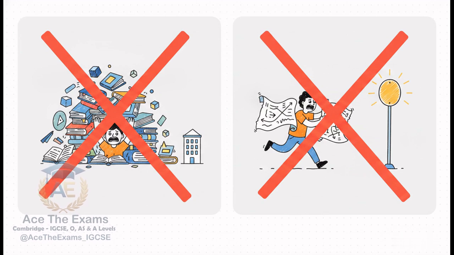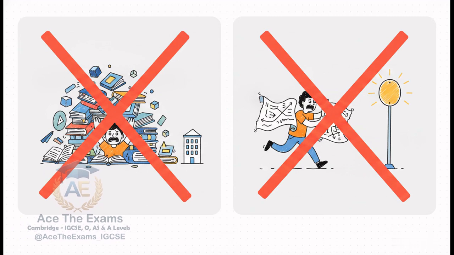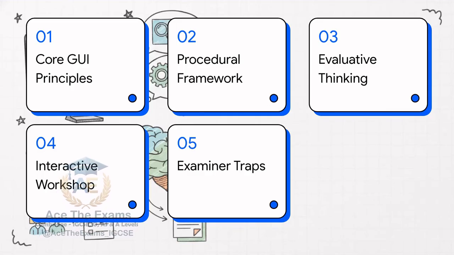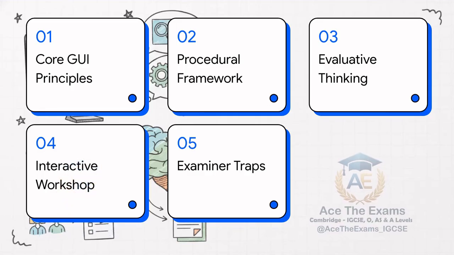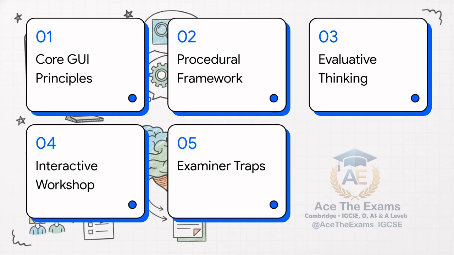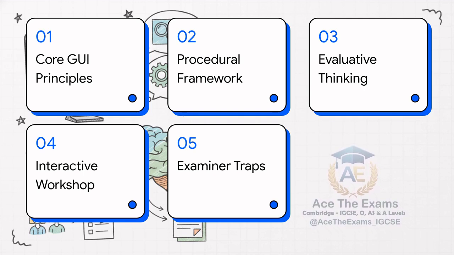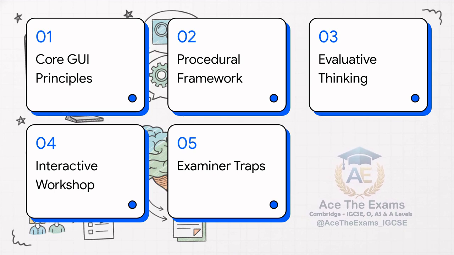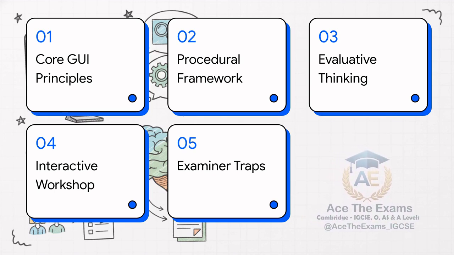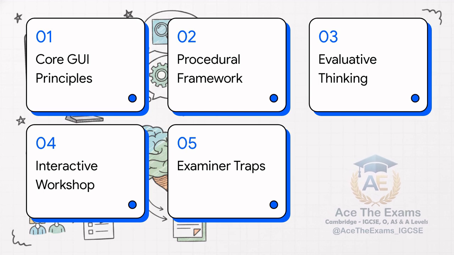This is the classic trap, but stick with me because today we are going under the hood to build your escape route. Here is our masterclass structure for today. First, we'll cover core GUI principles. Second, the procedural framework. Third, evaluative thinking. Fourth, we'll do an interactive workshop. And finally, we'll hit the top examiner traps and the final system.